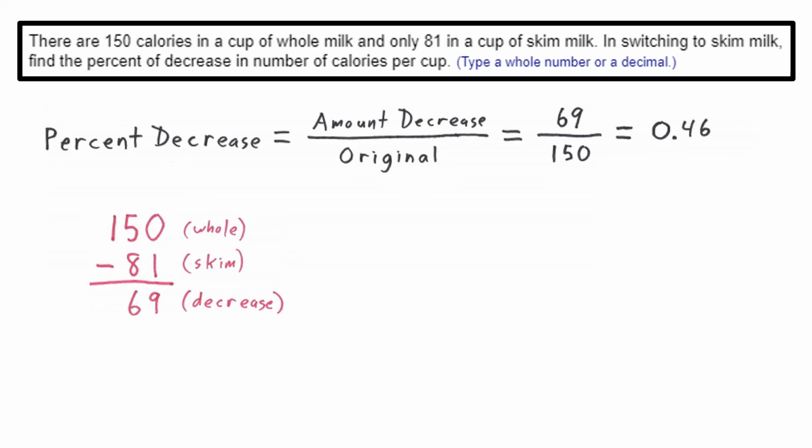We need to change that to a percent. And to do that, we move the decimal point 2 places to the right, and we add on a percent symbol. We'll clean that up, and that's our final answer. If someone switches from 150 calorie whole milk to 81 calorie skim milk, they will have a reduction of 46%.